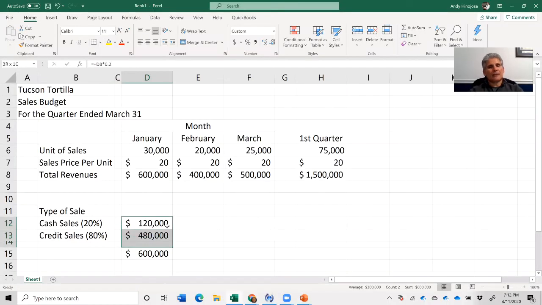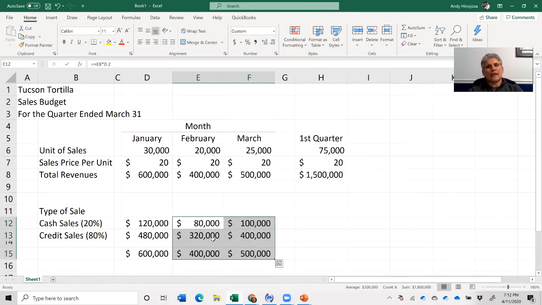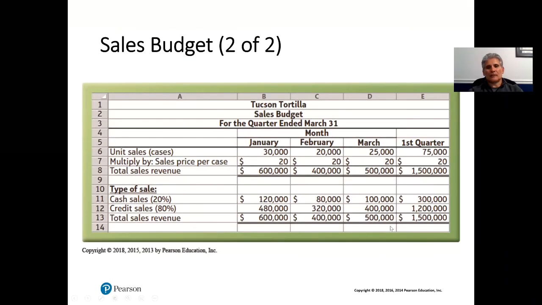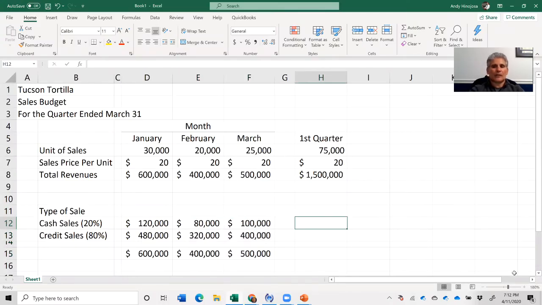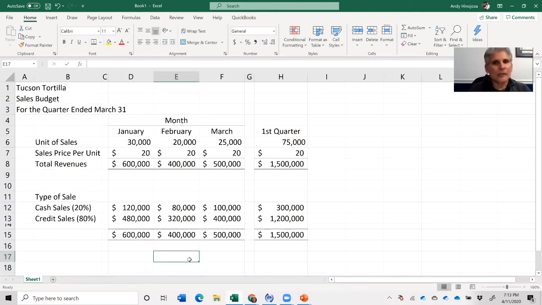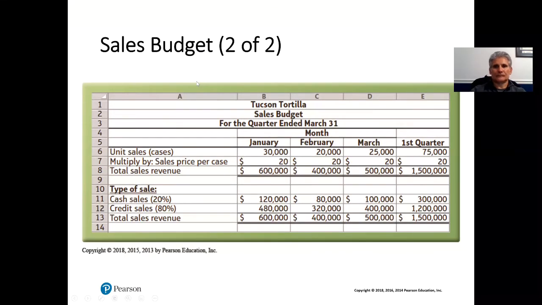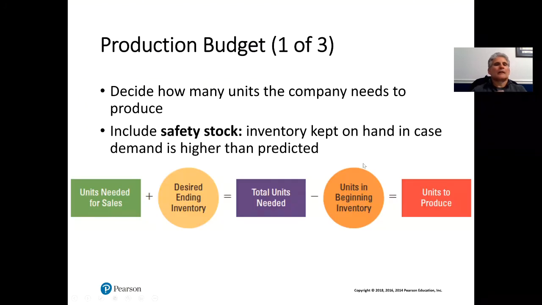Let's go ahead and copy this over so that we have our total amounts across. And then we'll sum it across here for the quarter. Okay, so now all the formatting is complete and we have our sales budget for the first quarter ended March 31st. So we'll go on to the production budget.